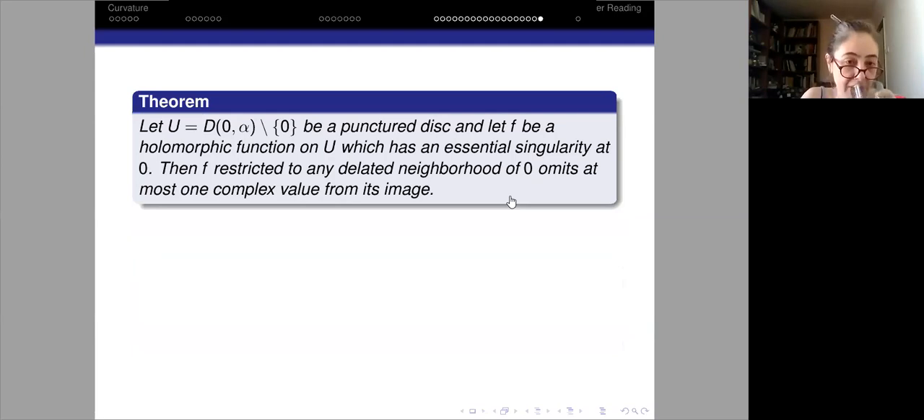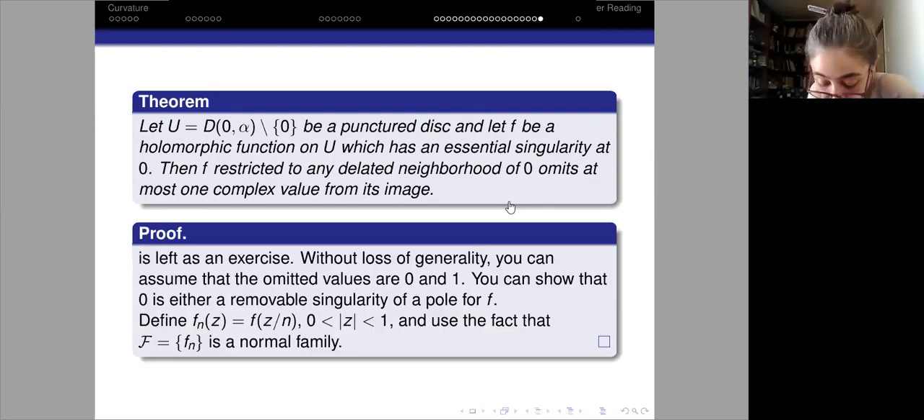So about the essential singularities, we have a theorem. If you take the punctured disk, the disk of radius alpha minus the origin, and take a holomorphic function which has an essential singularity at zero, then f restricted to any dilated neighborhood of zero omits at most one complex value from its image. We already said this as a result of the Casorati-Weierstrass theorem.